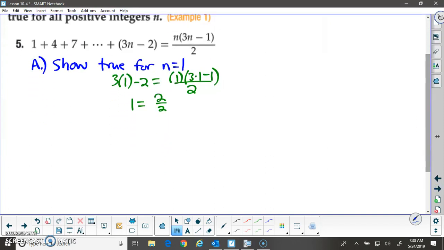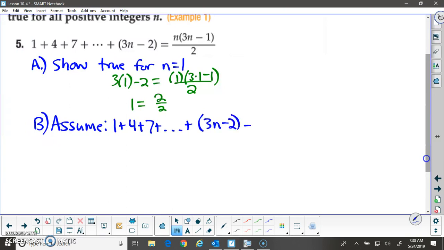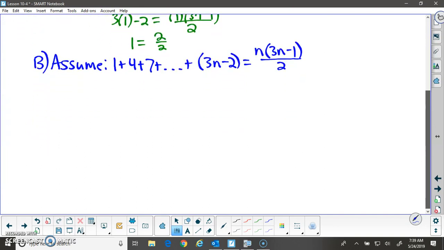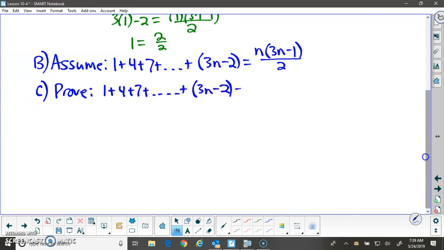Step B, we make an assumption. We're going to assume that if we add up the first n terms, and the nth term here appears to be 3n minus 2, that it does in fact add together to give us n times 3n minus 1. And then we're going to try and prove that if we add the first n terms, and then add the next term, it gives us a new sum.